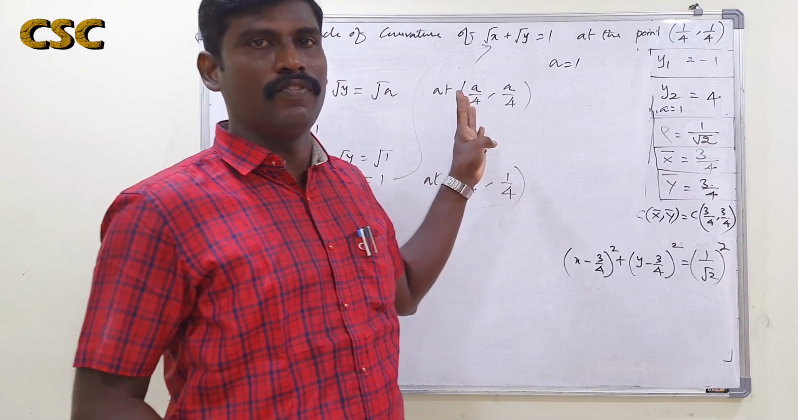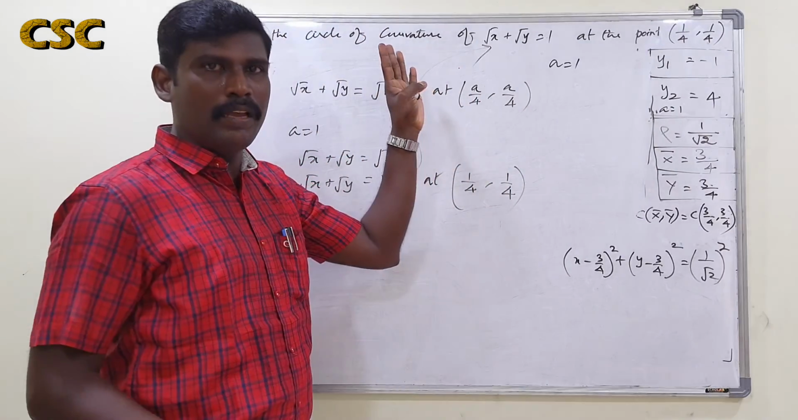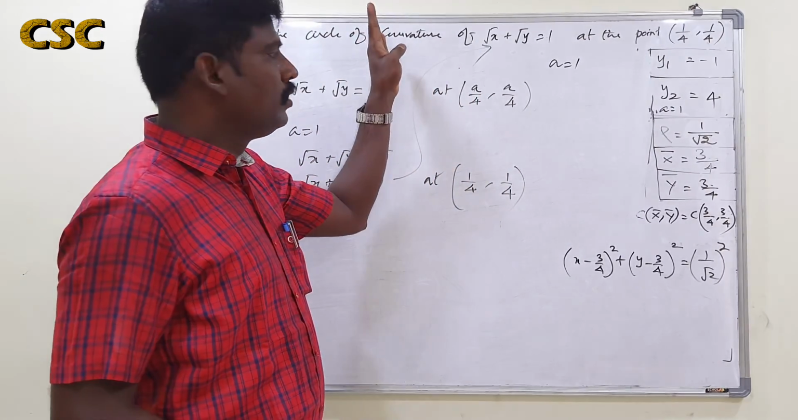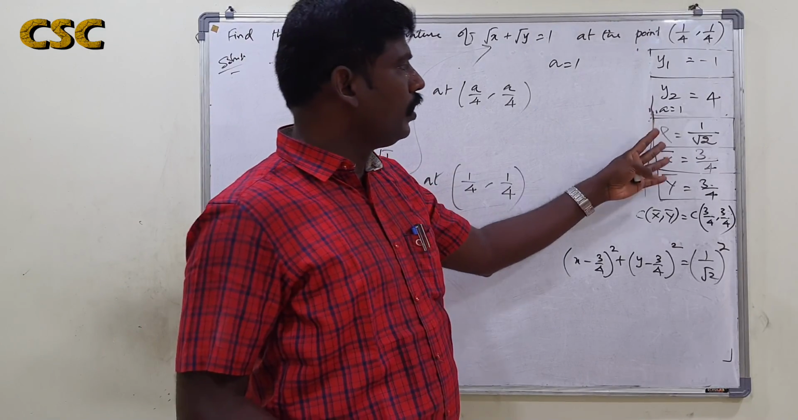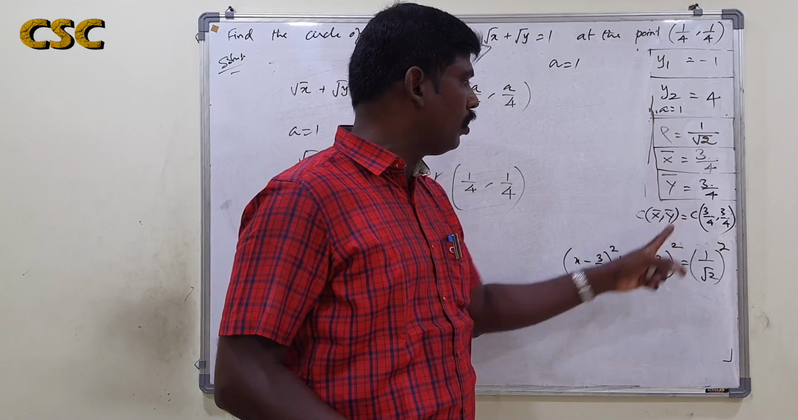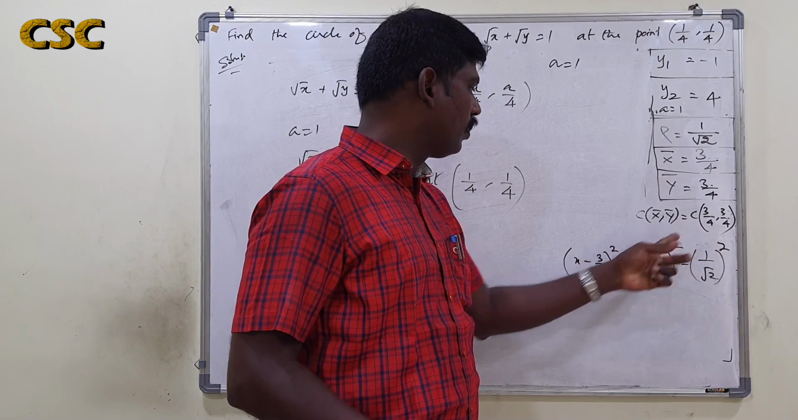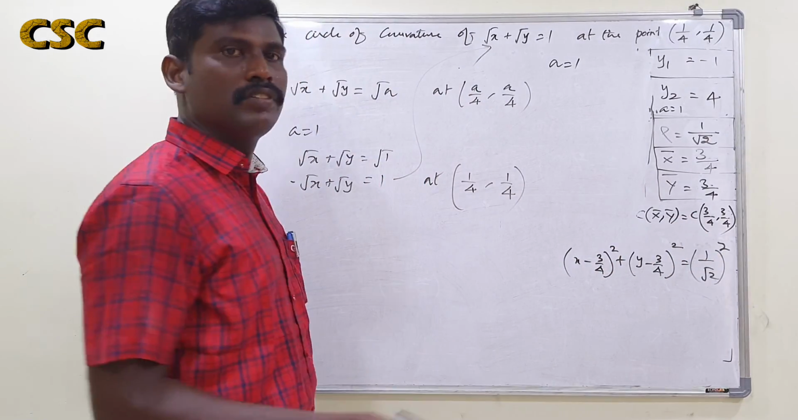You can try it yourself, okay, right? Proceed the same problem as usual, right? You can find out y1, y2 and rho, x bar, y bar, and then center of curvature and then circle. You try it yourself, okay, right?